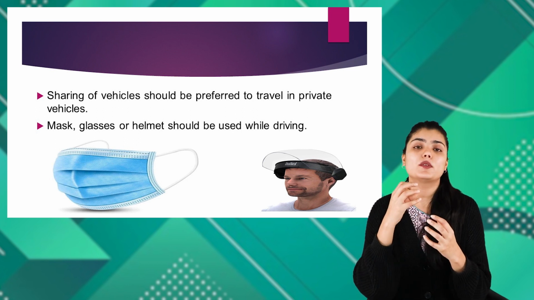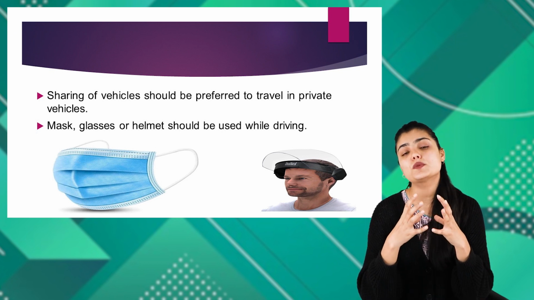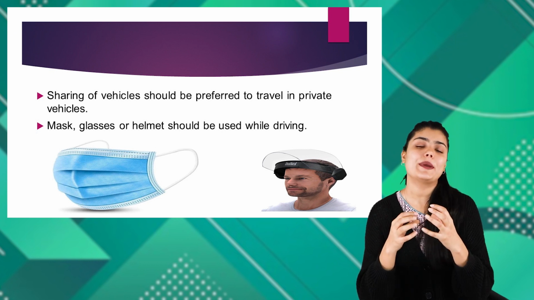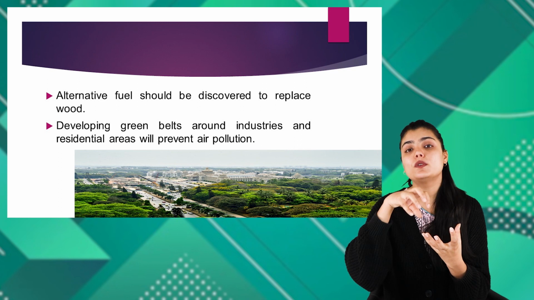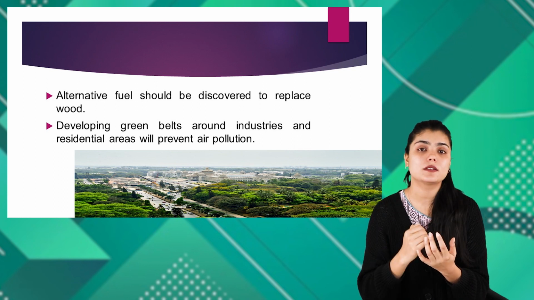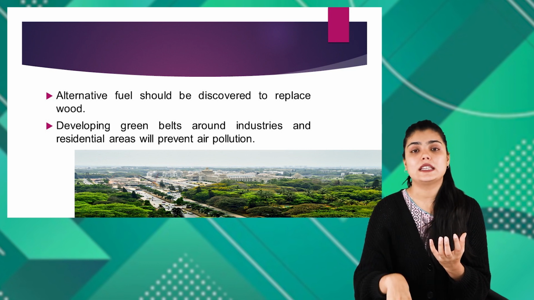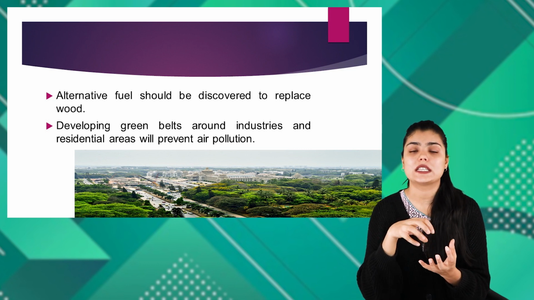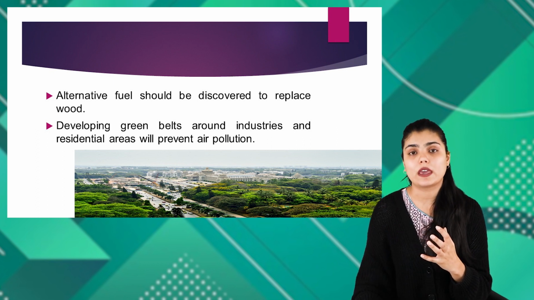People should be taught about the ill effects of air pollution, and masks, helmets and glasses must be used by people to protect themselves from any kind of problems that can be caused by air pollution. Alternative fuel must be discovered to replace wood. And finally, green belts must be developed near industrial areas as well as residential areas. So these are various other measures that can be taken for control and prevention of air pollution.